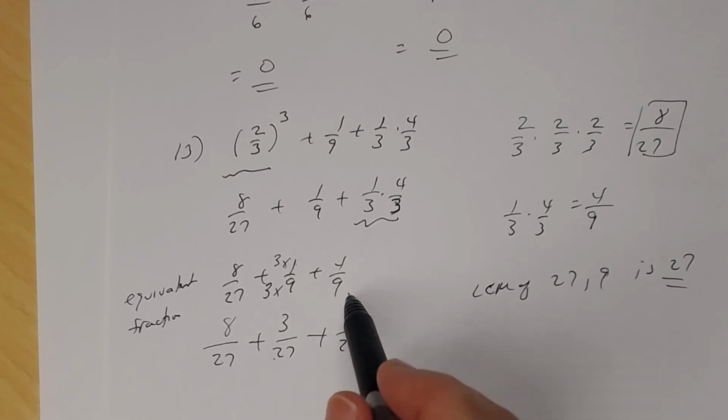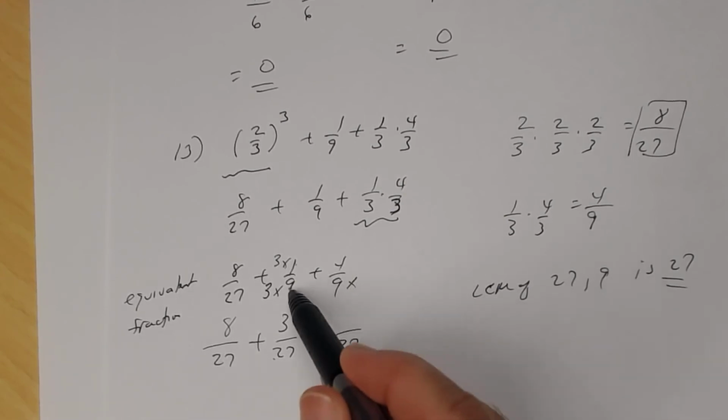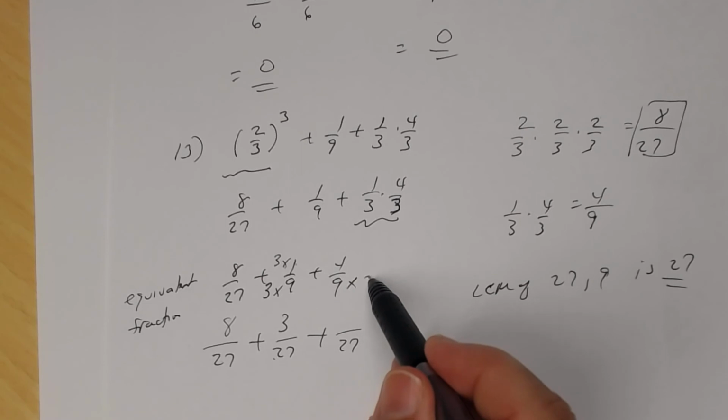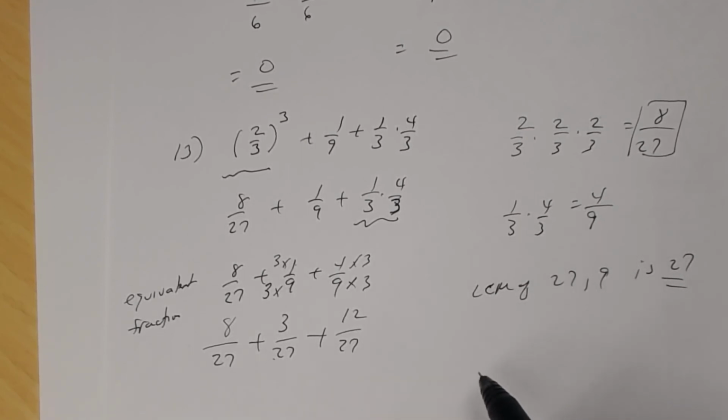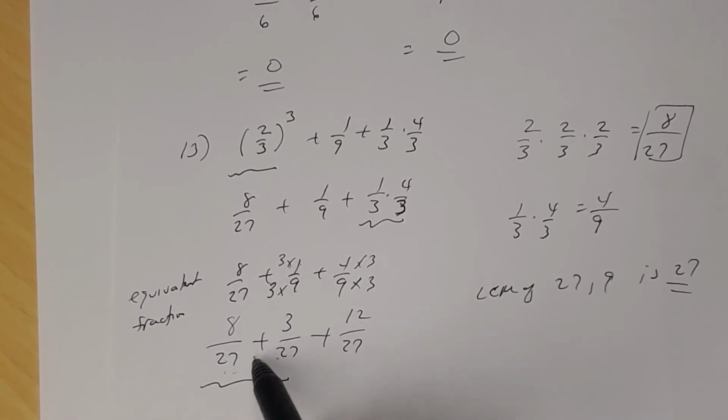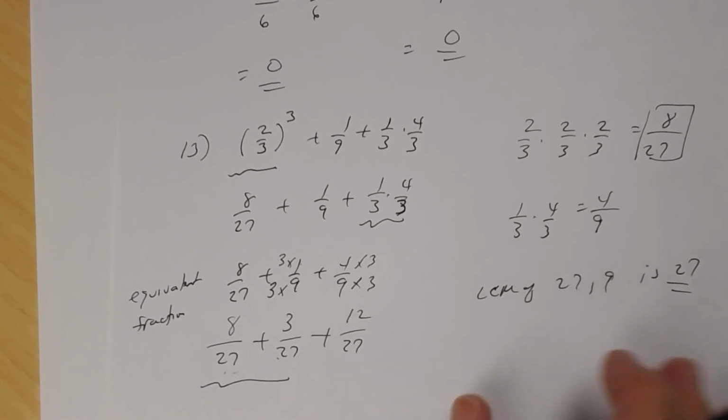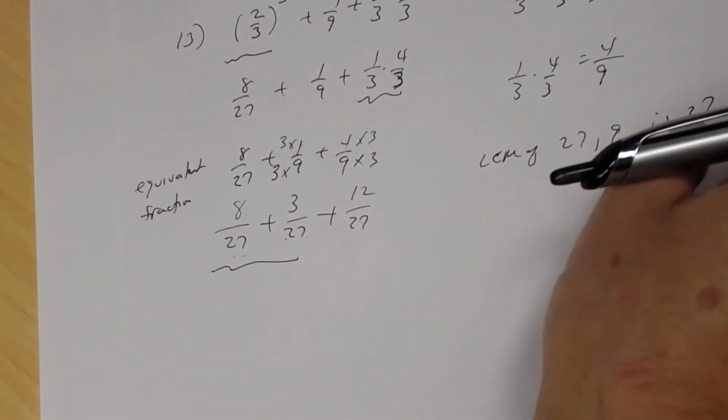All right, let's look at this one. Same thing here. They both have the same denominator. So 9 times 3 is 27, and so 4 times 3 is 12. Okay? And now let's add these from left to right. So 8 27ths plus 3 27ths, since the denominator is the same, I can now just add their numerators. 8 27ths plus 3 27ths is 11 27ths.